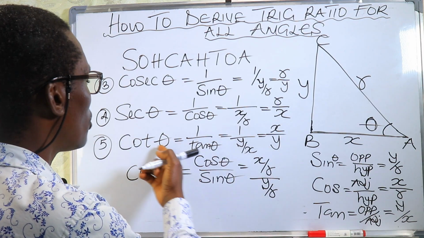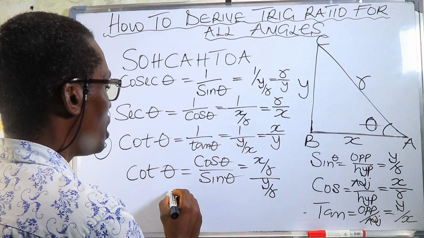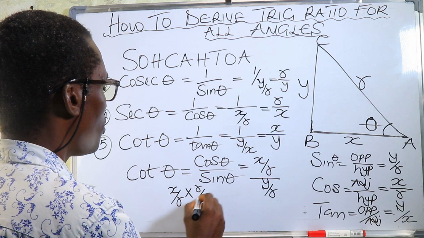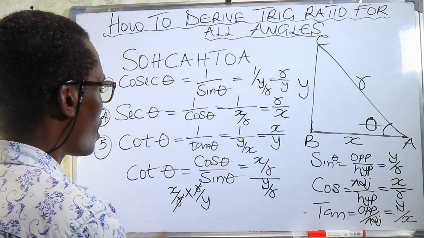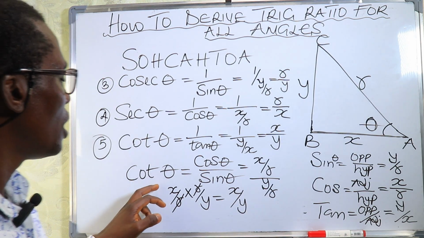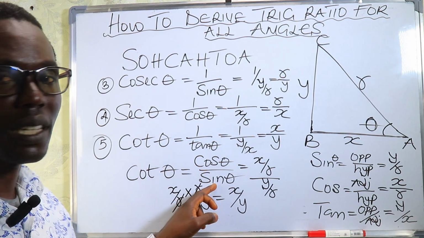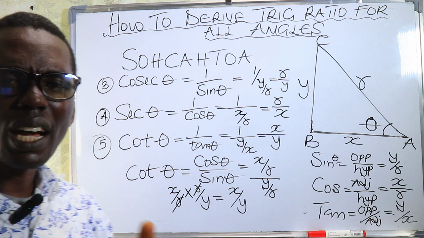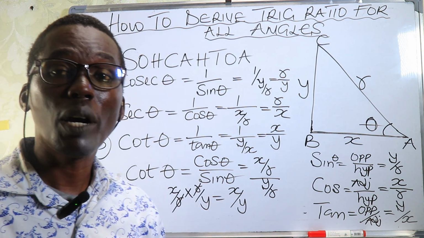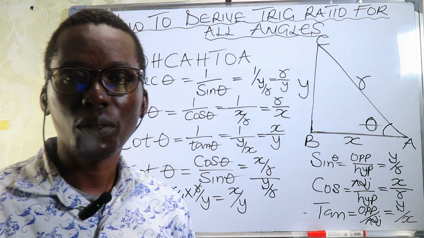Remember, we take our cot theta, we say na inverse of tan and na x all over y. So if we say x all over r times r all over y, r cancel r, we will get this one na x all over y. So that means it is correct. Cot theta na the same thing as cos theta divided by sin theta. So this na how they take derive all those trigonometry ratio we dey hear about. All of them start from this right angle triangle.